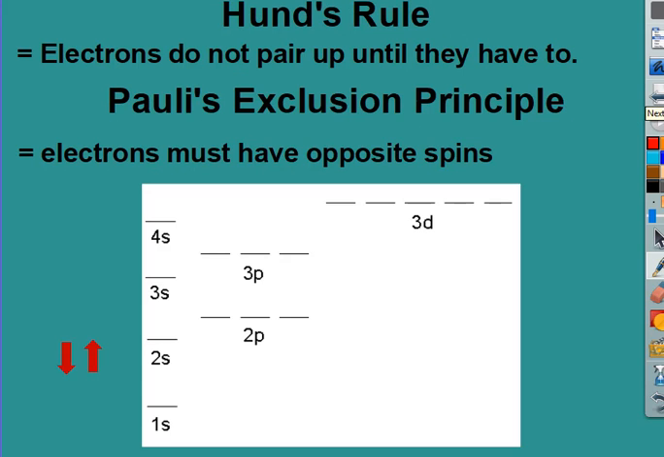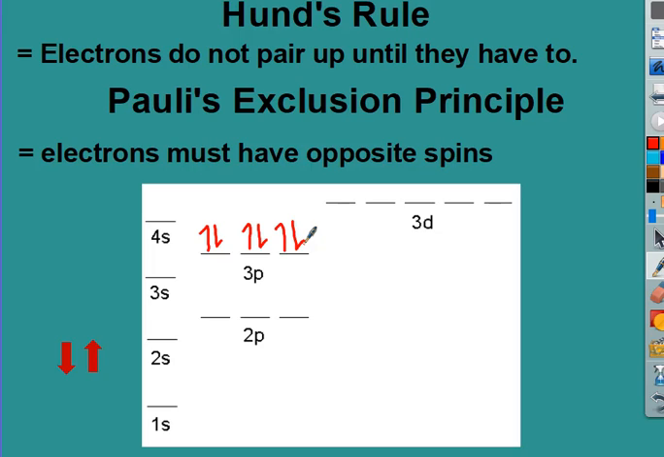Hund's rule says that electrons do not pair up until they have to. So if you have electrons entering the 3p, they're going to put one in each orbital since they're equal in energy, and then you can start putting them in the same orbital paired up.